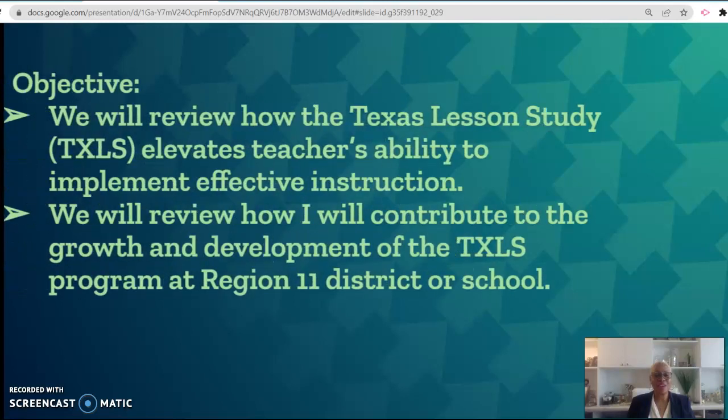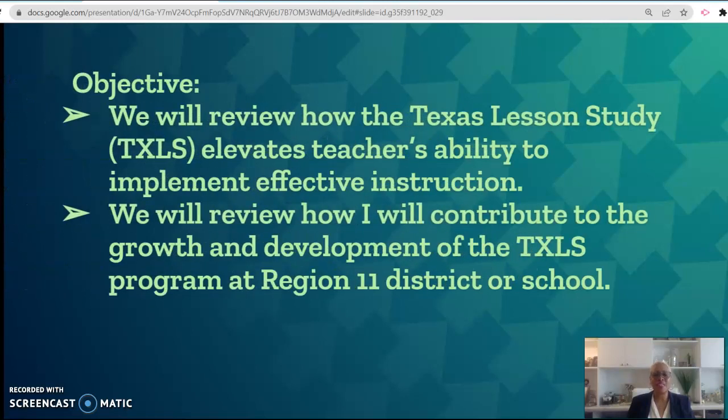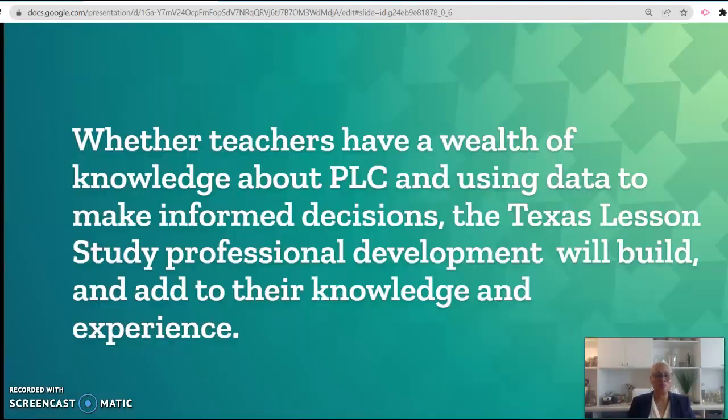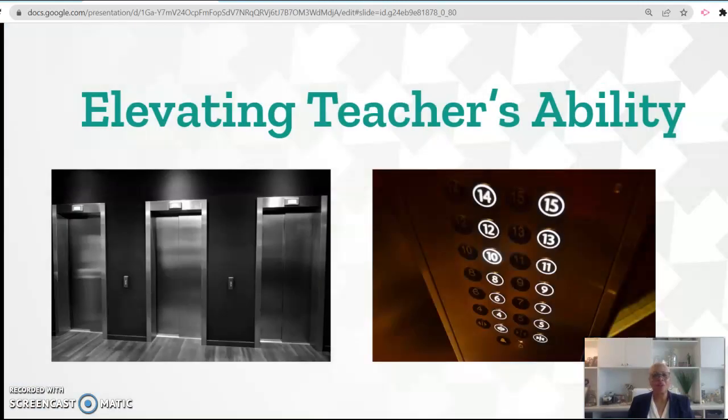Our objectives for today will be to review how the Texas Lesson Study, or TXLS, elevates teachers' ability to implement effective instruction, and we'll review how I will contribute to the growth and development of the TXLS program at Region 11 district or school. Where the teachers have a wealth of knowledge about PLC and using data to make informed decisions, the Texas Lesson Study professional development will build and add to their knowledge and experience. It's about elevating teachers' ability.